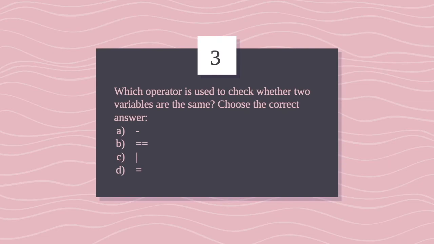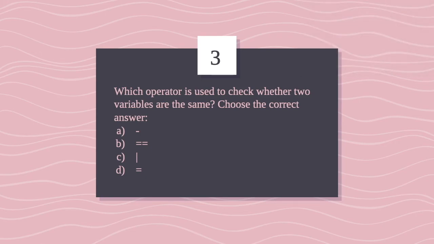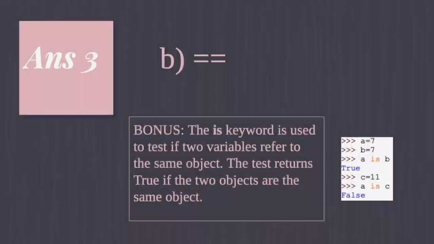Here's your next question. Which operator is used to check whether two variables are the same? Choose the correct answer. And I'll give you 5 seconds for this one. Revealing the answer now. It's B. And here's a bonus thing that you should know. You can also use the is keyword to see if two variables refer to the same object.